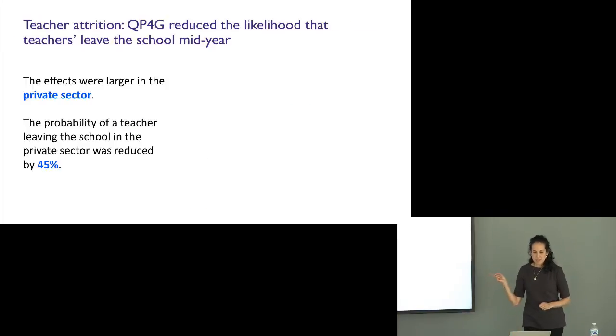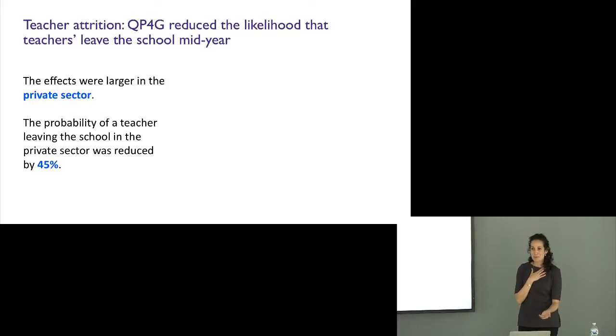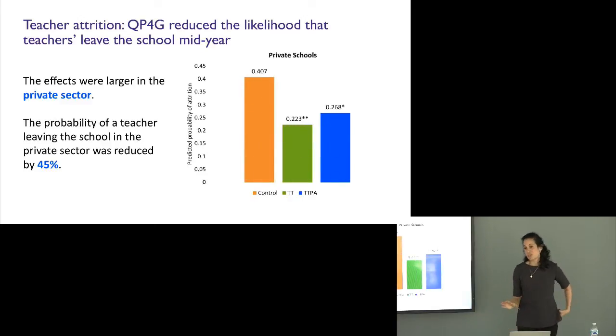And then the other element was related to attrition. I was maybe shocked at the amount of teachers who were gone by the end of the school year when we came to collect data in the spring. So we saw large reductions, and these were larger in the private sector.